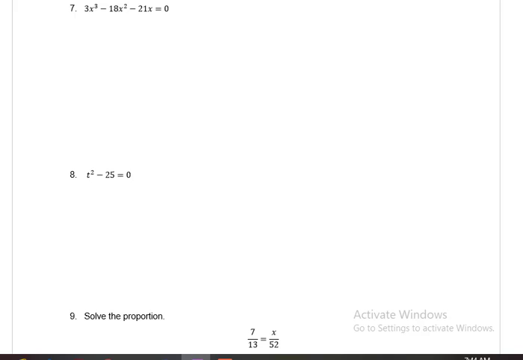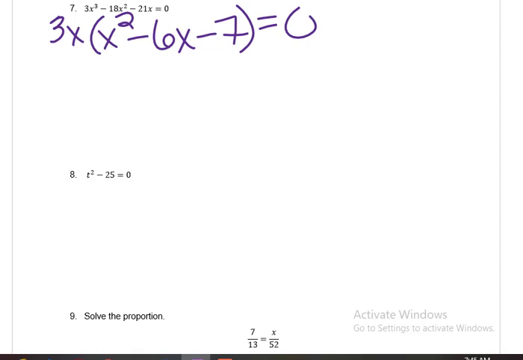3x cubed minus 18x squared minus 21x is equal to 0. So what we will start to do with this quadratic-like equation is set it equal to 0, and the quadratic side is in descending order. I see that there is a greatest common factor of 3x, and what remains when I factor out that greatest common factor is x squared minus 6x minus 7. It's still equal to 0.